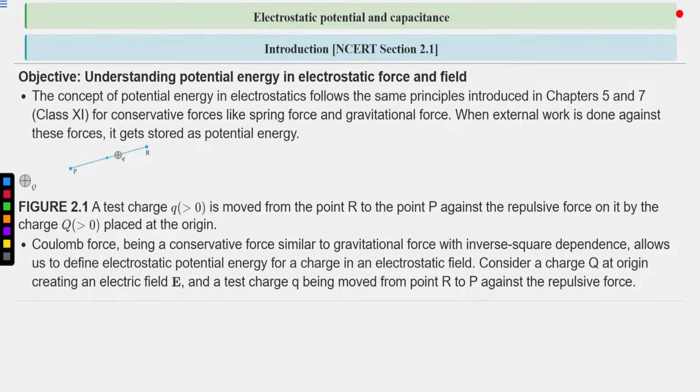So the Coulomb force between them is a conservative force. We know that in gravitation, gravitational force is a conservative force. What is meant by conservative force? The force which depends only on initial and final positions. So this Coulomb force is also a conservative force, similar to gravitational force, with inverse square law dependence, which allows us to define electrostatic potential energy for a charge in an electrostatic field.